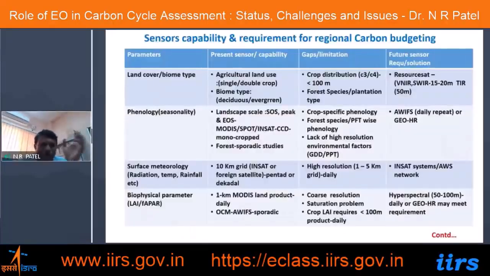I am not going into these two slides. I'll see in the next, the last, future thrust area. We have already discussed the different views, future sensors, requirements, solutions, gaps and limitations. We'll discuss in the third lecture the future sensor requirements for modeling with Earth observation, the gaps and limitations with respect to carbon budgeting and modeling, and the present state of sensors and their capability for carbon budgeting.